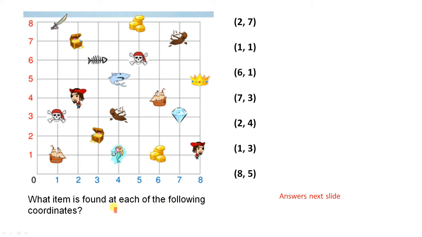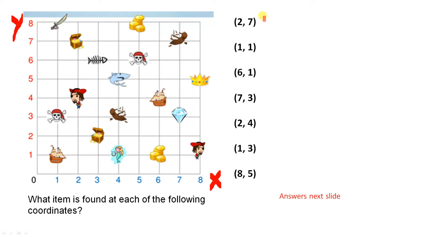Now, what item is found at each of the following coordinates? So I have given you the coordinates now. Now remember, don't forget, that was the X coordinate. That's the one we use first. And this is the Y one. That's the Y axis, okay? Remember, just from the previous slide, that's X and that's Y. Remember, always use the X first.